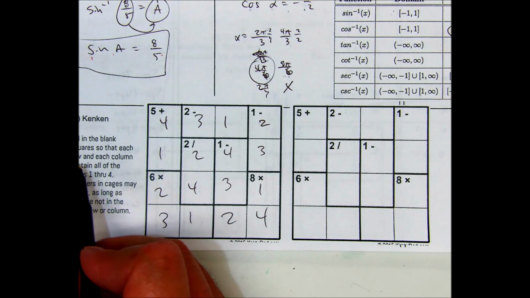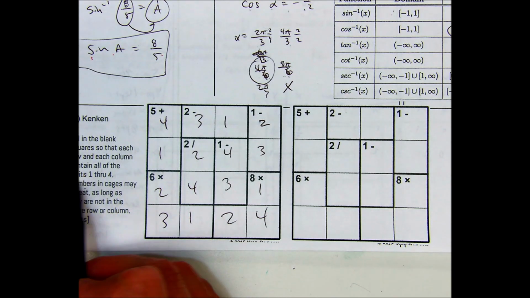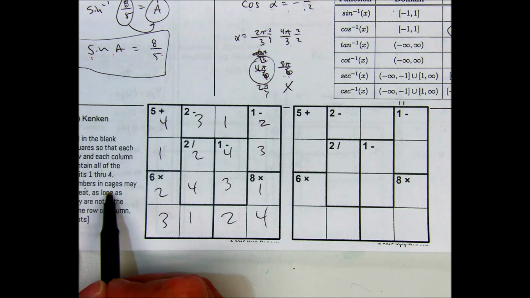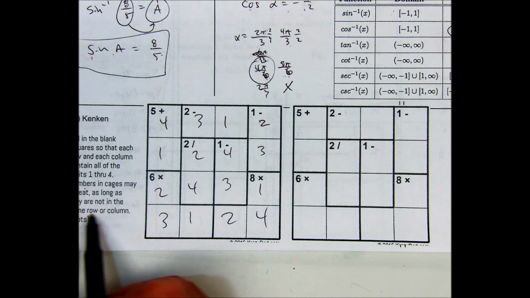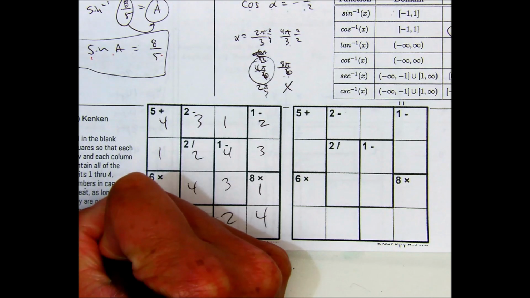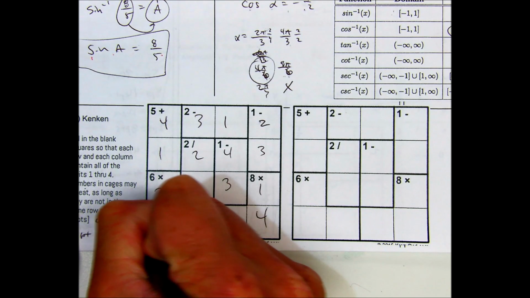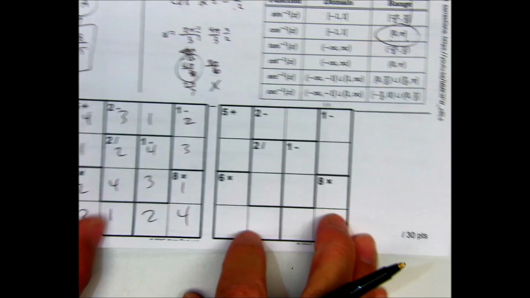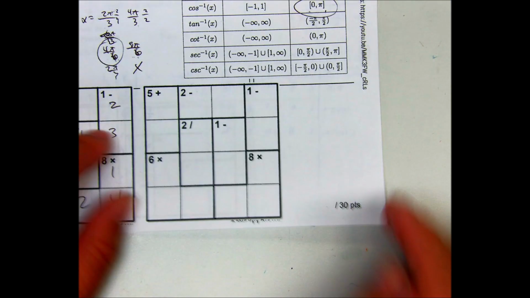And then fill in the blanks square so that each row and column contain all the digits 1 to 4. Numbers in cages may repeat as long as they are not in the same row or column. So 4 points if you were correct, and 1 point if you were incorrect. And it should look like that, and the front side is out of 30 points. Turn to the back side.